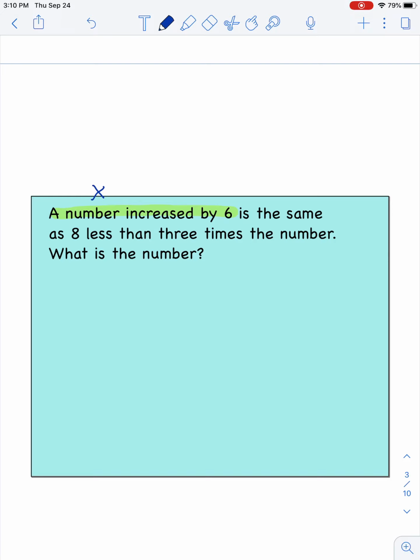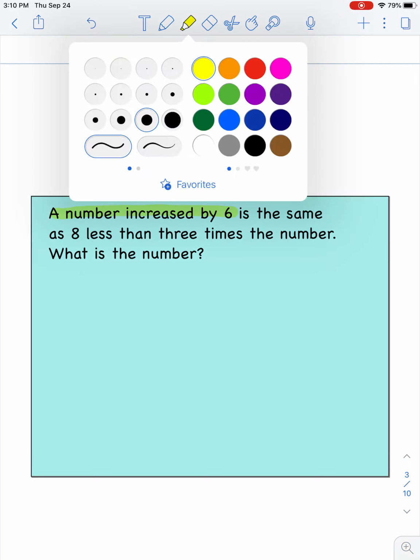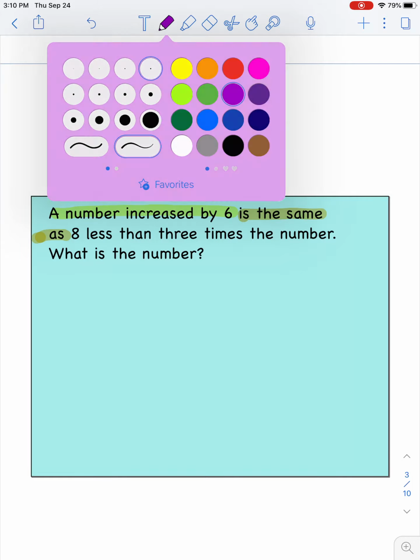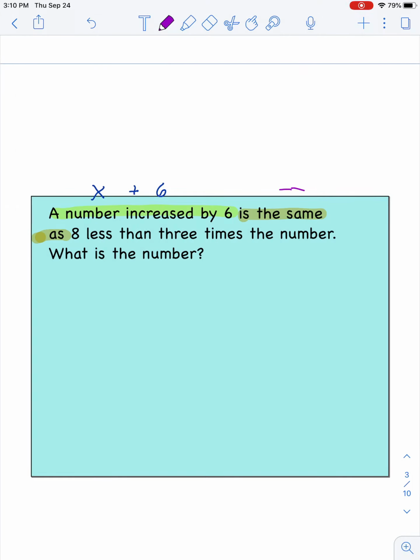If it's increased by 6, whatever it is, let's say x was 10. If it's increased by 6, it's 16. What are we doing when we increase it by 6? We're adding 6. Is the same as is your equal sign. So that's your equal.